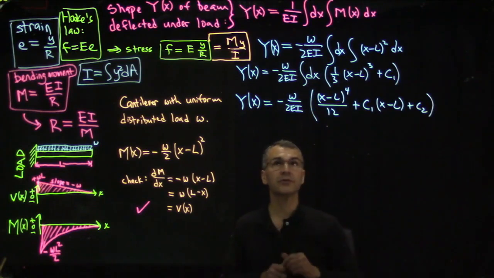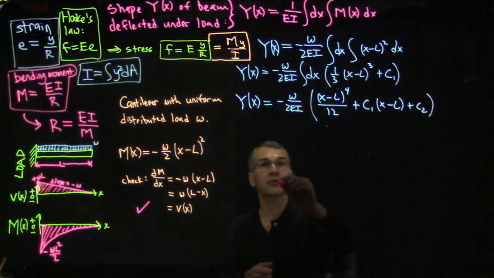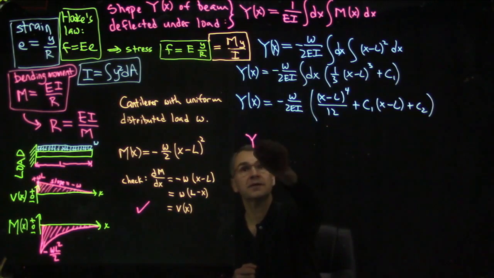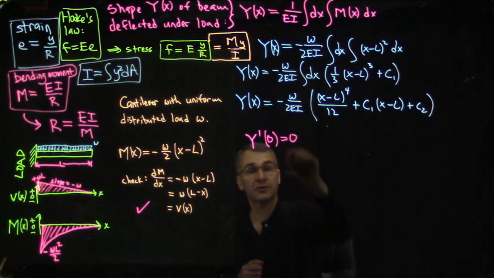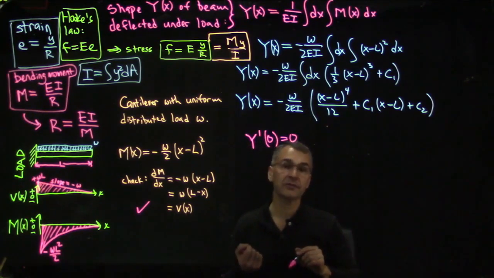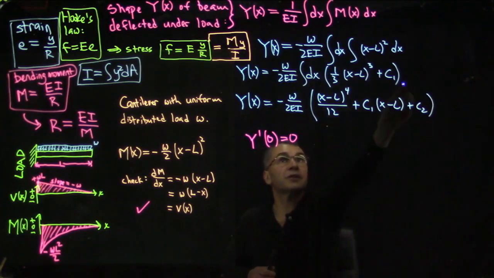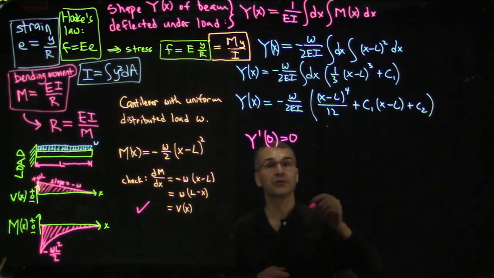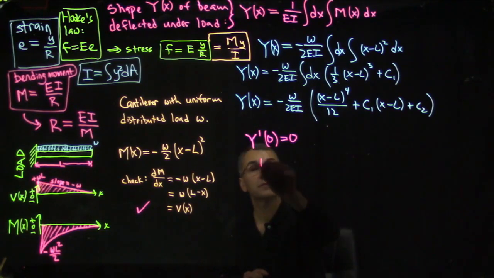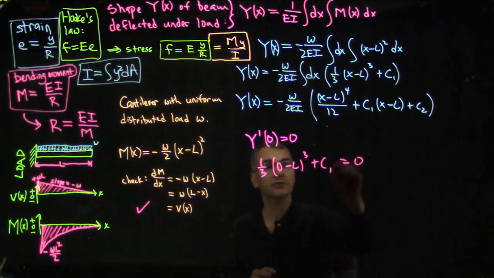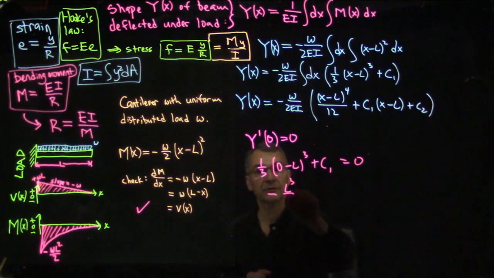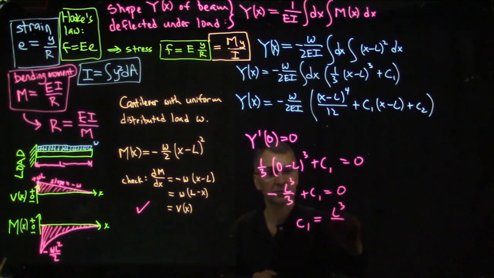Then we have two constants to determine. So let's do c1 first. So we know that y prime of 0 should equal 0. That's for the fixed end of a cantilever. The fixed end of a cantilever should have both 0 offset and 0 slope. This expression up here is y prime of x, or at least is proportional to it. So that says that 1/3 (0 minus L) cubed plus c1 should equal 0. Minus L cubed over 3 plus c1 equals 0. That gives me c1 equals L cubed over 3.